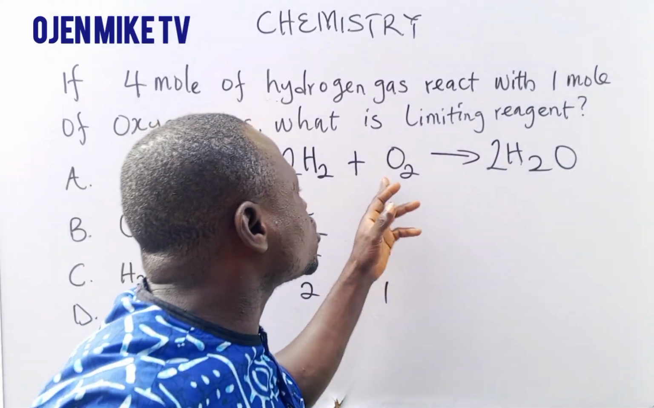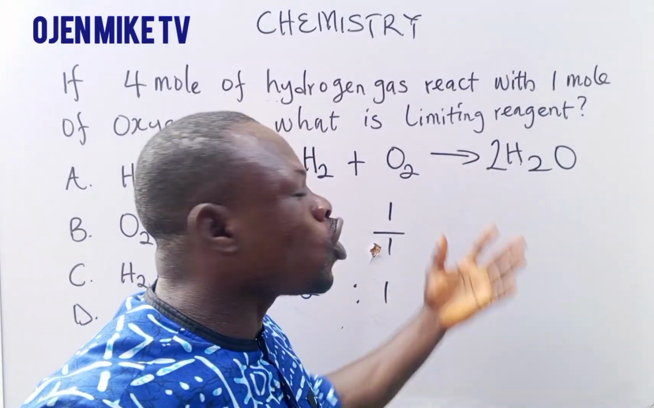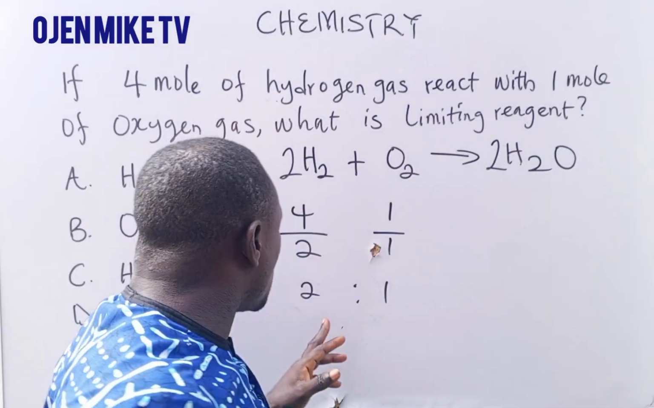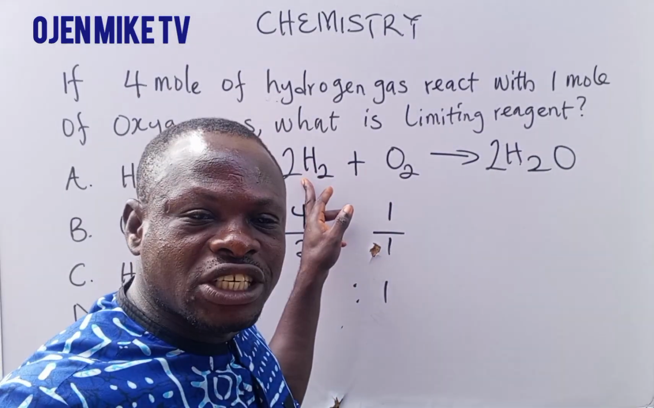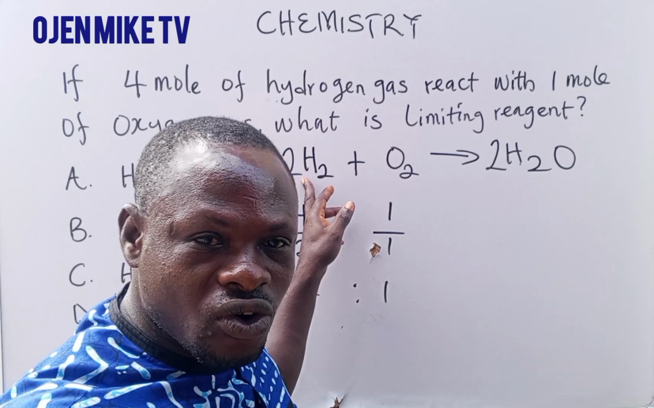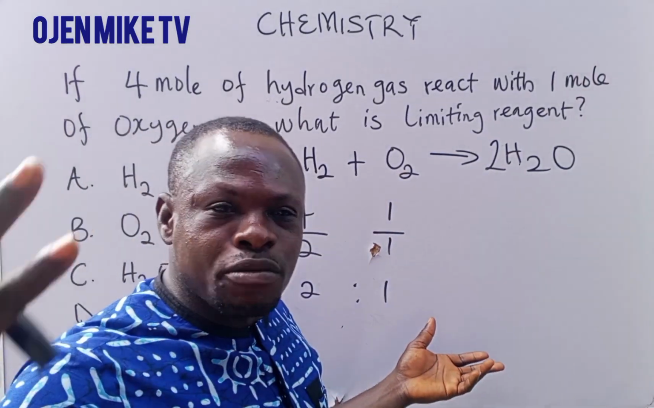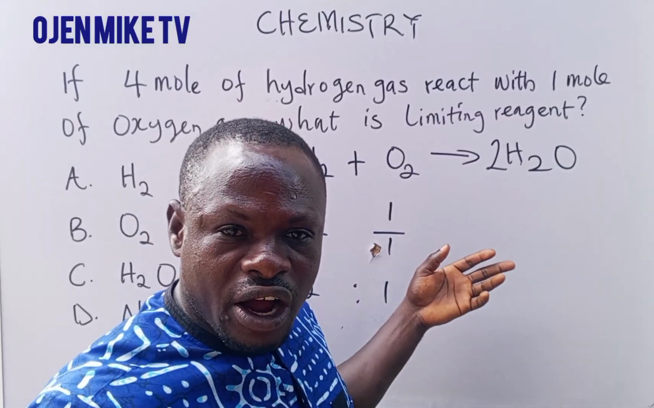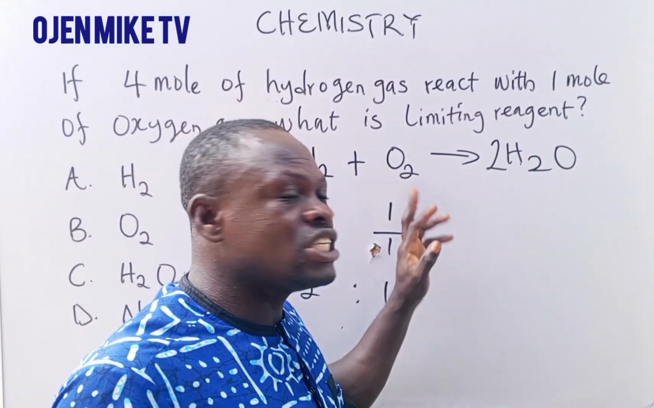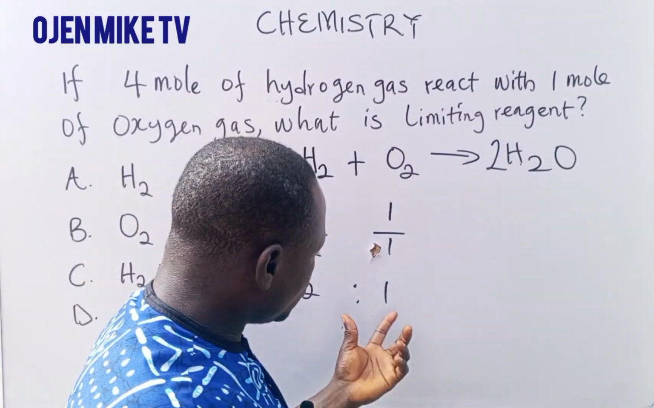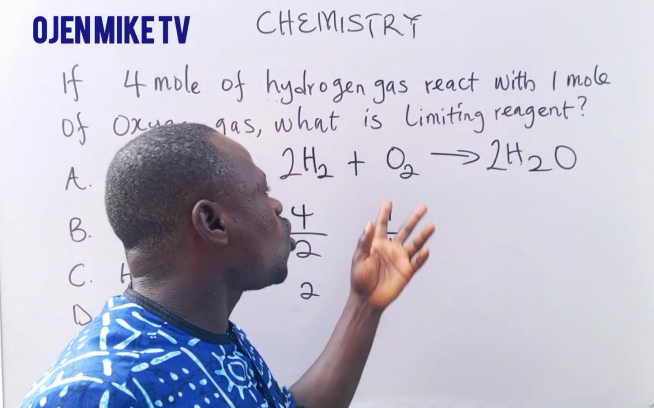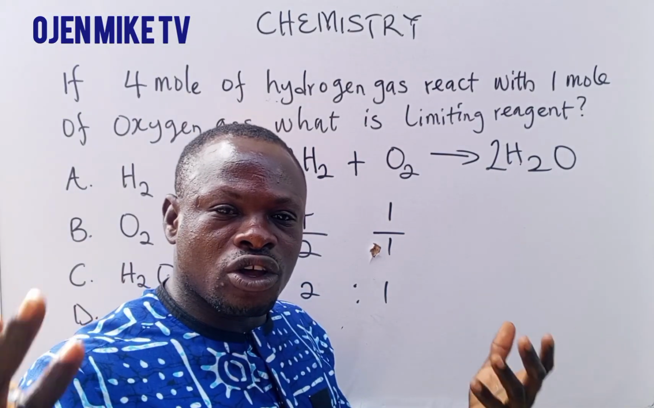So as soon as oxygen finishes, it means that the reaction will stop. Oxygen has 1, while hydrogen gas is the excess reagent. Since oxygen is completely used up first, it means that oxygen is the limiting reagent. Look at it here: oxygen has 1, hydrogen has 2. So oxygen invariably is the limiting reagent.